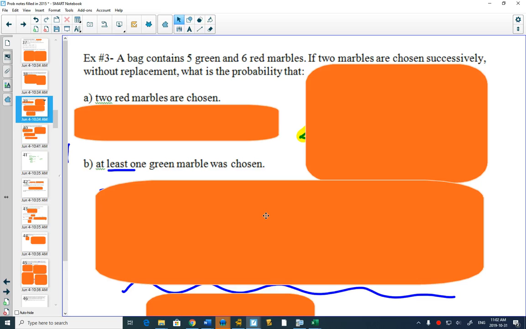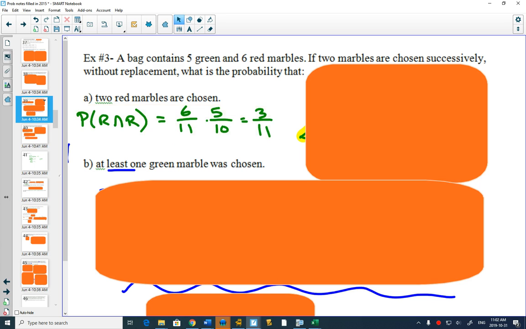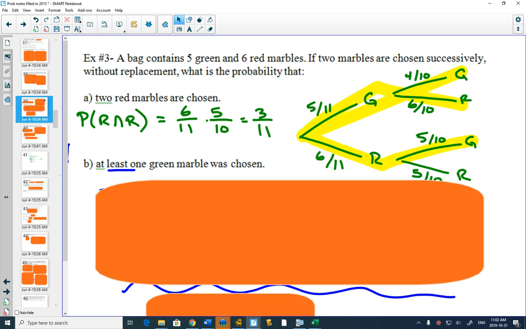Bag contains 5 green and 6 red marbles. 2 marbles are chosen successively without replacing them. What are the chances of 2 red marbles? Well, this is the probability of a red and a red one. First red one, you have a 6 out of 11 chance. And then the second red one, why is it 5 out of 10? Because you didn't replace it, so now there's one less. Okay, you could have drawn a tree diagram for this as well.